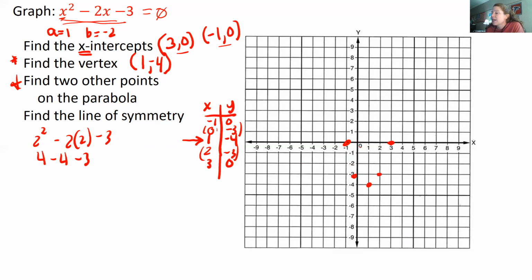All right, and there's our happy parabola. Woo! I don't know why lines are so hard for me.